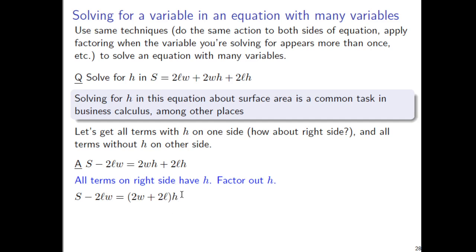This is an important thing to think about in this format of factoring, because factoring, I think, helps clarify that where there used to be two written h's, when you factor out, you only write that thing once. That's good if we're trying to solve for this variable. We need to eventually have this variable written by itself only once on one side of the equation. So we went from writing h twice up here to writing h only once. And now that we have stuff in parentheses times h, we just divide by what's in parentheses on both sides and we get a cancellation. So h is equal to s minus 2lw all over 2w plus 2l.